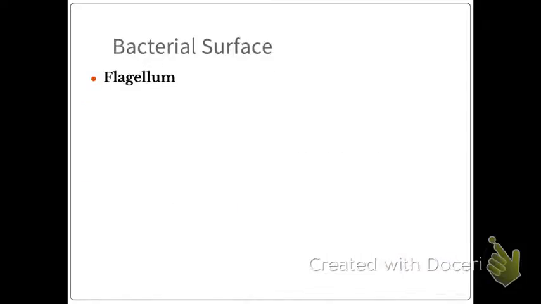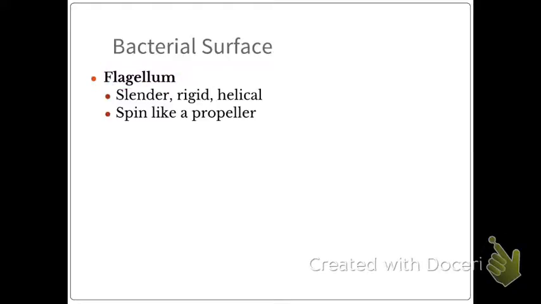Another thing on our bacterial surface that we'll see is a flagellum. So flagellum is that long tail-like structure that's off the back of many of the diagrams that you've seen thus far. They are slender, rigid, and helical, and they spin like a propeller. So if you've ever seen a dog get really excited when they see somebody and their tail spins around in a circle, that's kind of what I think about when I think about how a flagellum helps propel a bacteria forward. An endospore is the next thing that you might see on a bacterial surface.